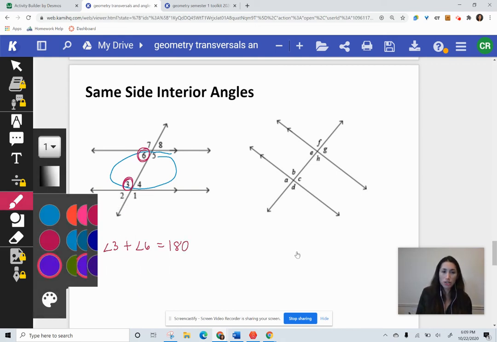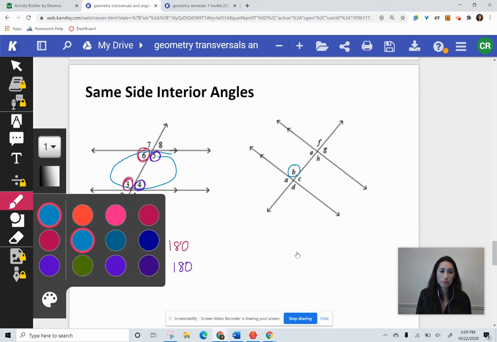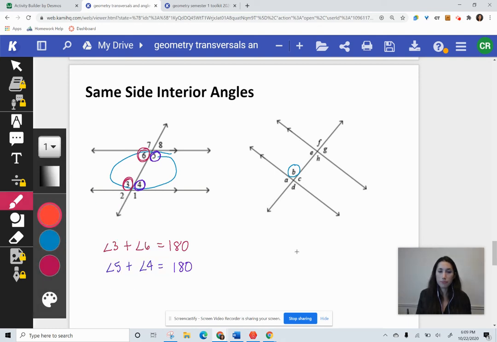The other set of same side interior angles, rather, are going to be 5 and 4. Those are on the same side. They're both on the right, and they're both on the inside. So I can say angle 5 plus angle 4 equals 180. So now what I'd like for you to do is identify the same side interior angles in this diagram here. So what is same side interior to angle B? Okay, and what is same side interior to angle C?